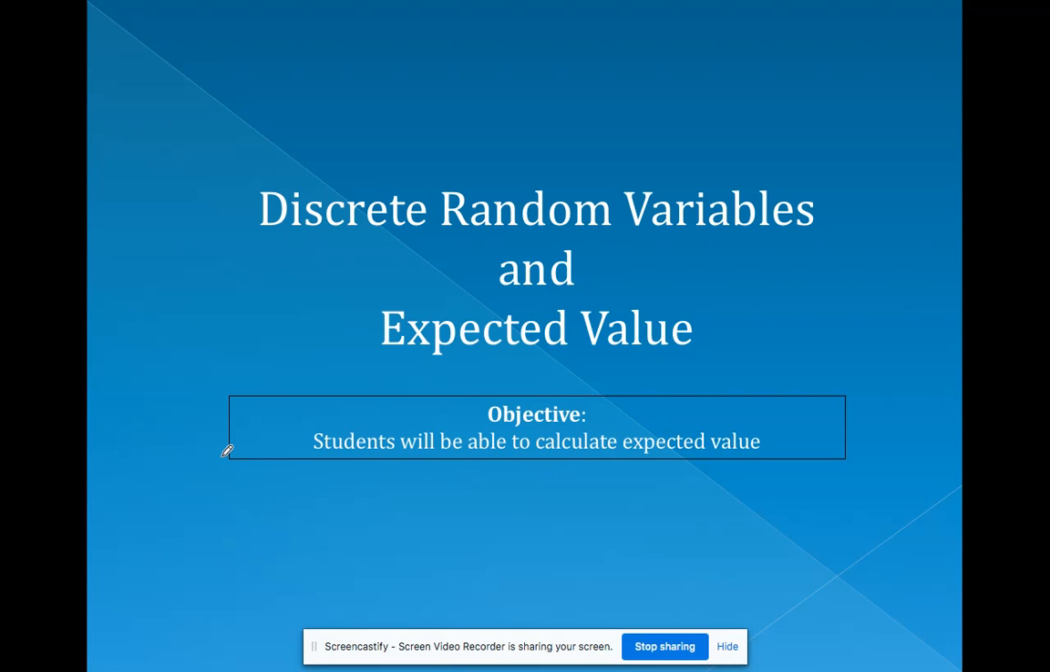So, discrete random variables and expected value. Expected value is something you're going to see again in the next video, in the next lesson. But right now, I'm just going to introduce expected value and a formula for it and conceptually what it means. And really, this is old news, but with new notation.